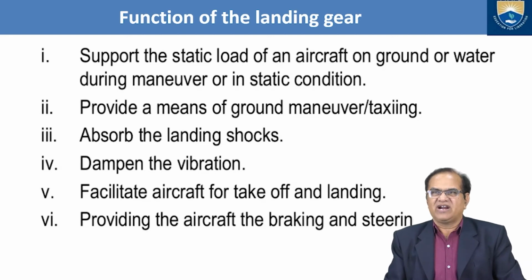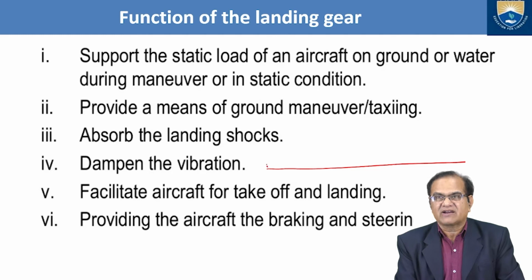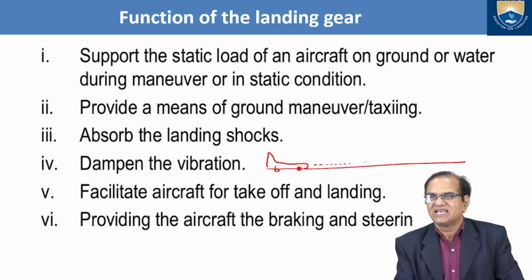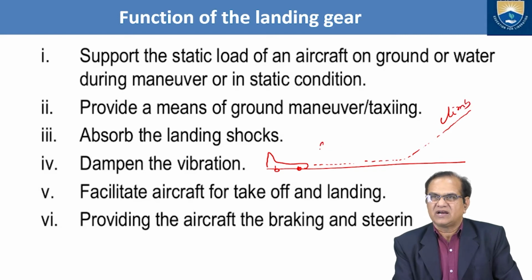Facilitate aircraft for takeoff and landing. So what is the takeoff? This is the runway. The aircraft is here, the wheels are here. It has to run like this, and after some time it has to climb. This is called climb. This is the ground run. Up to here it is a ground run. From here to here is a climb.